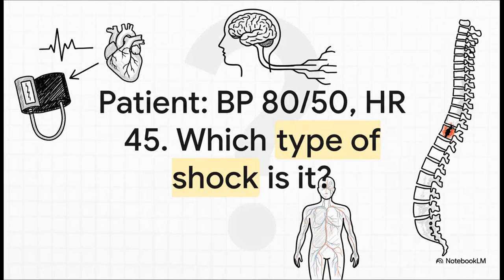So let's apply that. A trauma patient from a car crash comes in, their blood pressure is 80/50, and their heart rate is only 45. What's jumping out at you? You've got both hypotension and bradycardia. That specific combination should make you immediately suspect neurogenic shock, probably from a spinal cord injury.